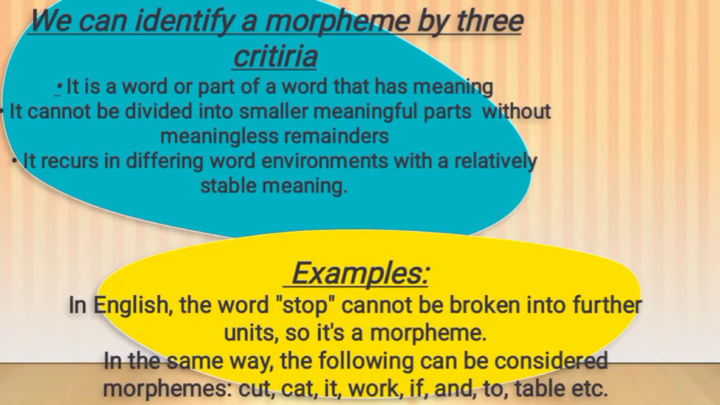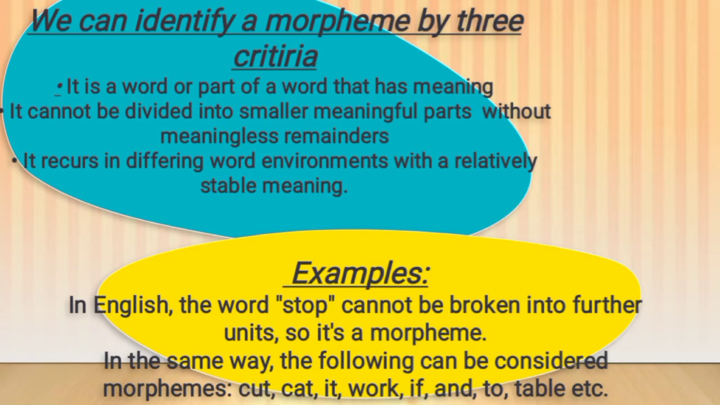Now, let's look at the process where we can identify a morpheme by 3 criteria. The first criteria is a word or part of a word that has meaning, which means that morphemes have meanings. Now let's look at the second criteria. It cannot be divided into smaller meaningful parts without meaningless remainders. Now the third criteria says it recurs in different word environments with a relatively stable meaning.